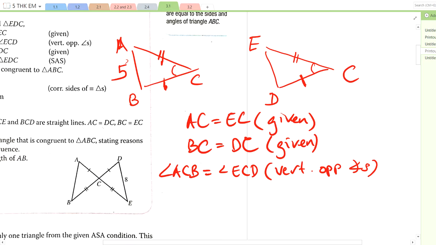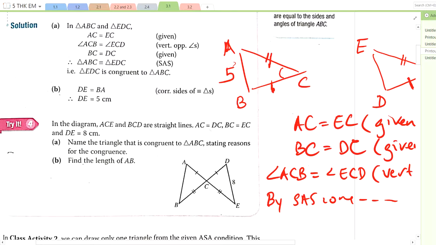Which congruency test are we using again? SAS. So by SAS congruency, triangle ABC is congruent to triangle EDC. Okay, so I said before we shouldn't be using this one. Spell it out. Okay, try it. Number 4. So do you all do it the same way? Is it a case of vertically opposite angles also over here?